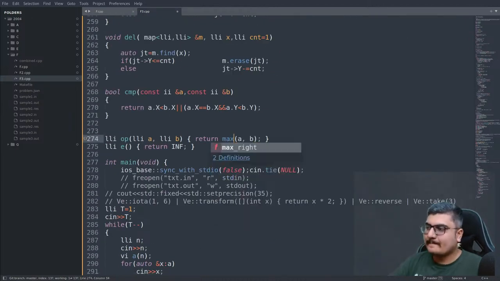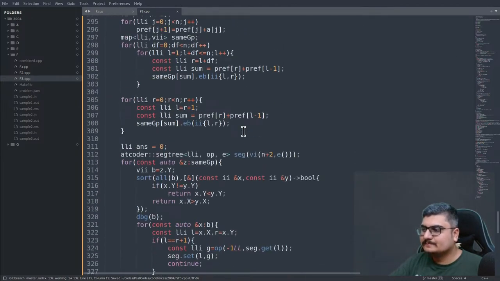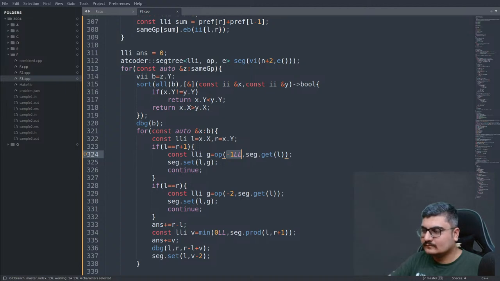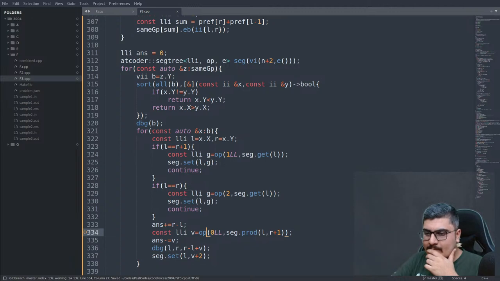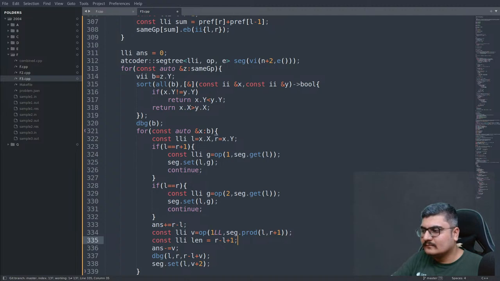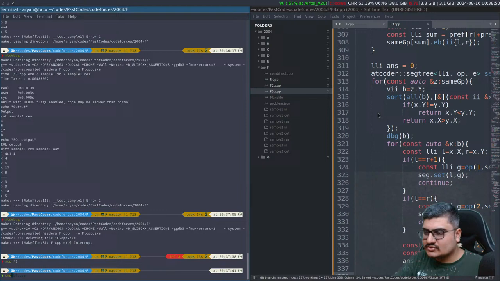First, I need a range max segment here. Minus infinity is the default value. I agree. Maximum I can get is, I can merge all the elements here, right? I think this should work.